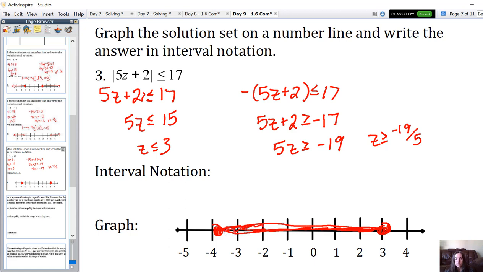Any one of these values could be z. So this time we don't have arrows going in both directions. We are looking at things between our two numbers, so we're just going to use those two numbers in our interval. We've got filled-in circles for both of them, so we're going to have brackets on both sides. The smallest one is negative 19 over 5, and the biggest one is 3. And that's all.